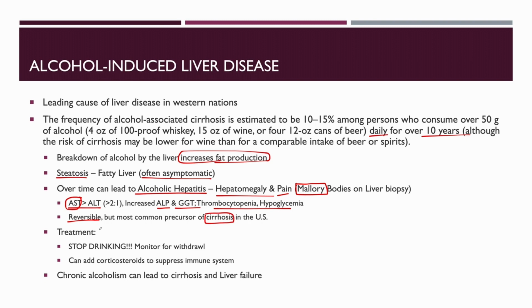So the treatment, well, number one, whenever you have alcohol-induced liver disease, the number one treatment is going to be abstinence from drinking. Stop drinking. However, these patients are usually heavy drinkers for long periods of time, so we do have to monitor their withdrawal. And then when patients are in this kind of alcoholic hepatitis phase, you can add on corticosteroids to try to suppress the immune system and keep it from deteriorating further. And like we said, chronic alcoholism can lead to cirrhosis and liver failure.